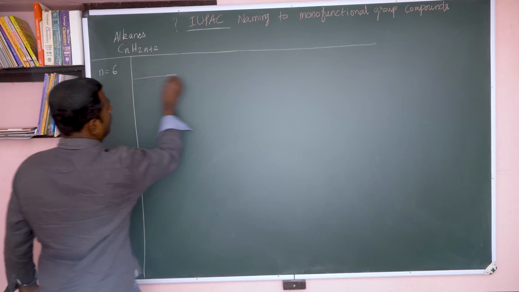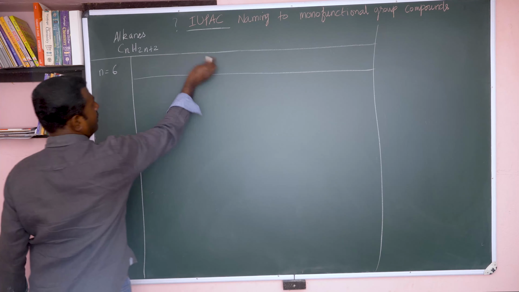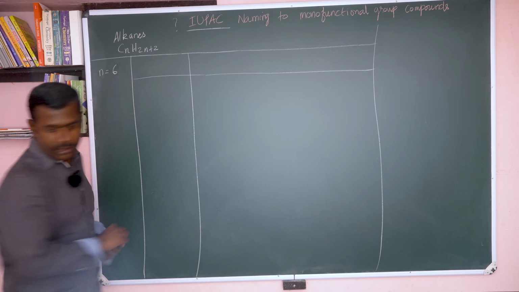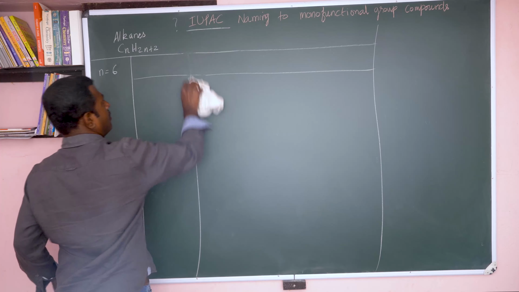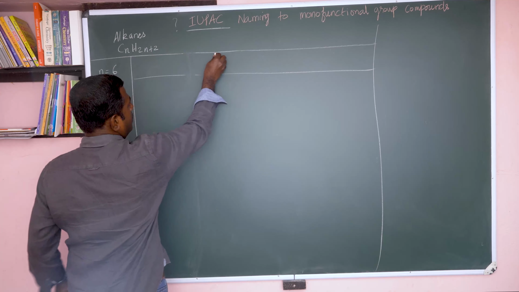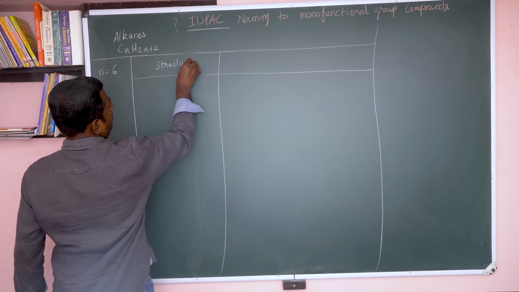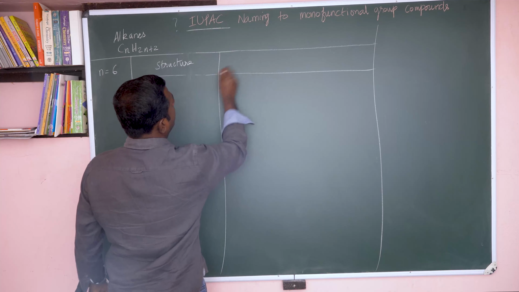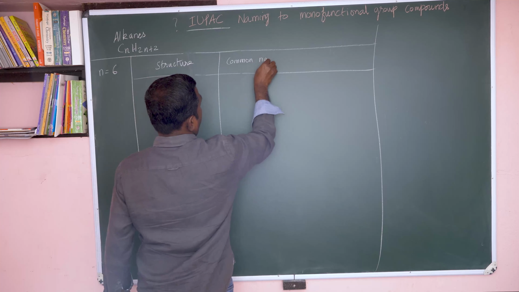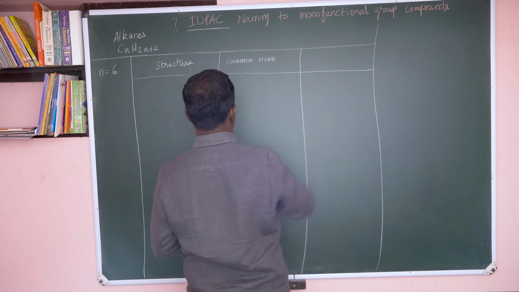Let us see. I draw one table and separate some columns. In the first column, let us write the structure of the compound, followed by the common name, and then the IUPAC name.